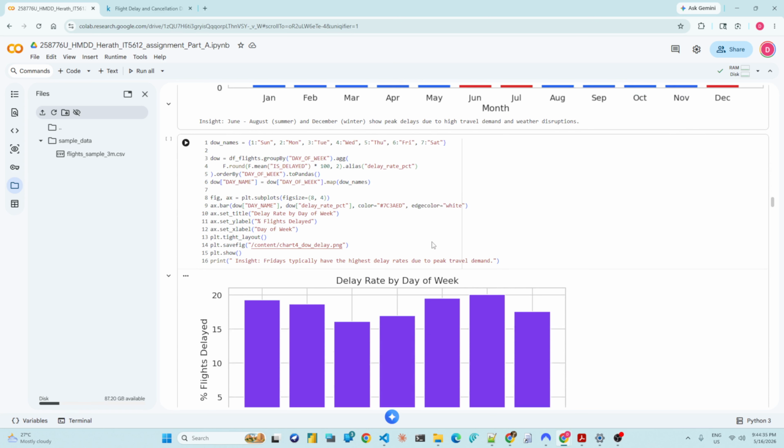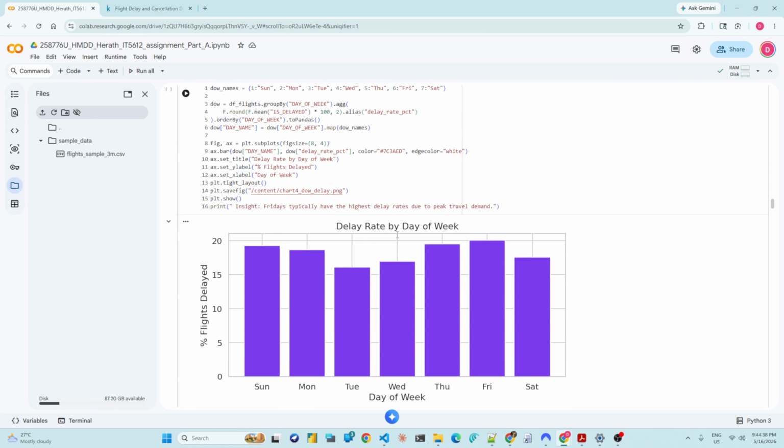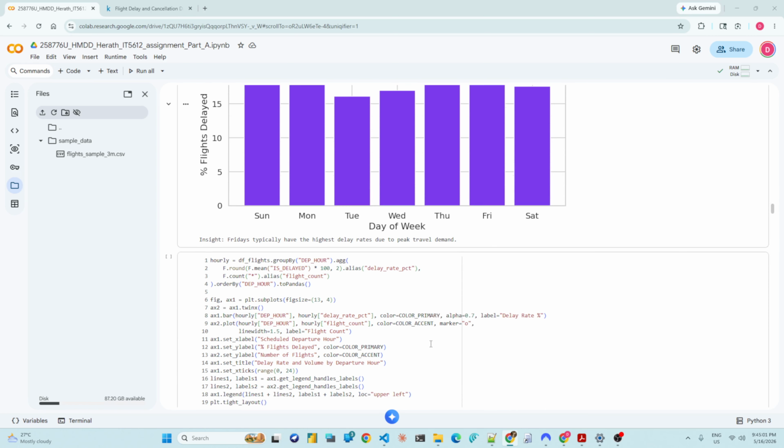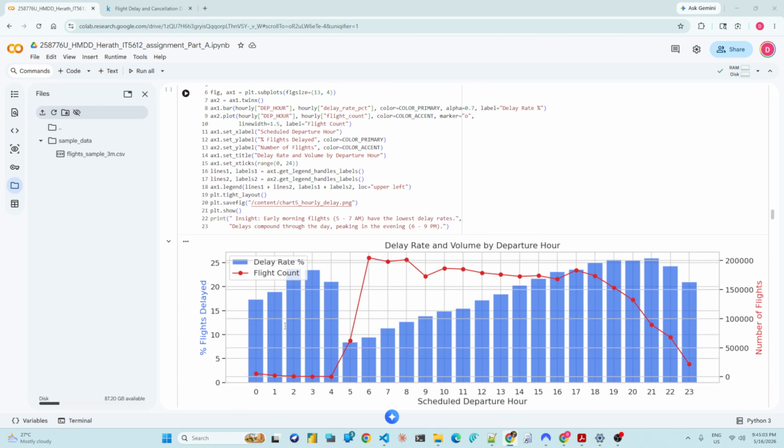The next one is delay rate by day of week. As the name suggests, it shows the delay rate for each day of the week. Friday has the highest delay rate due to peak business and leisure travel volume converging on the same day. So this one has the highest.